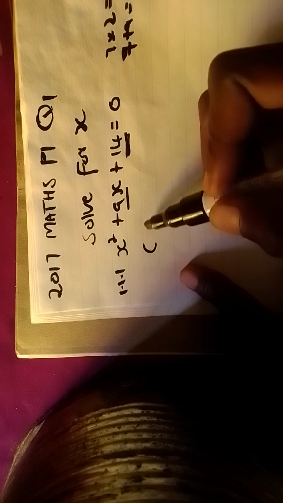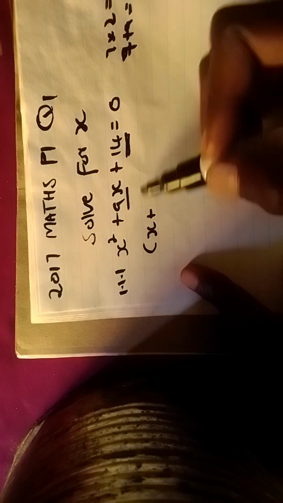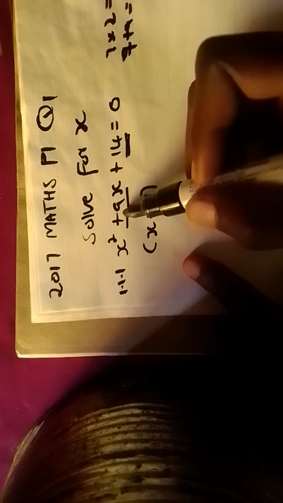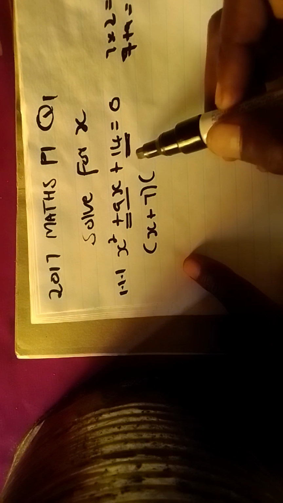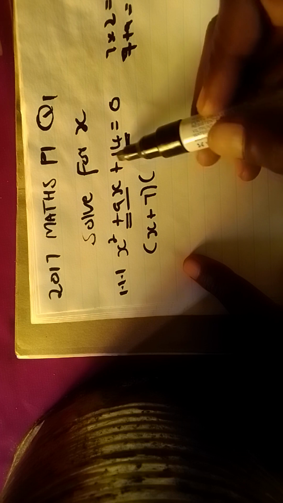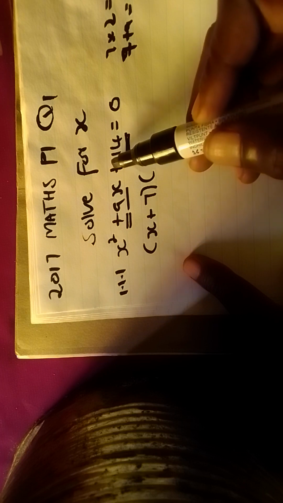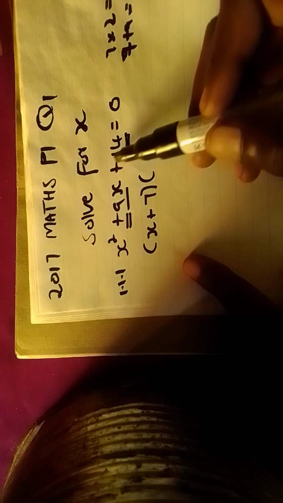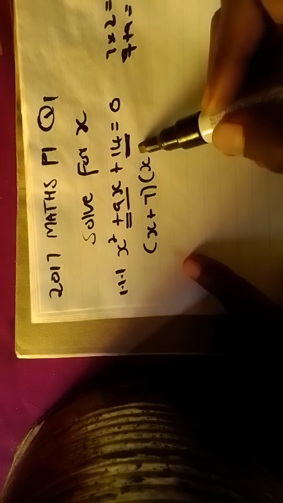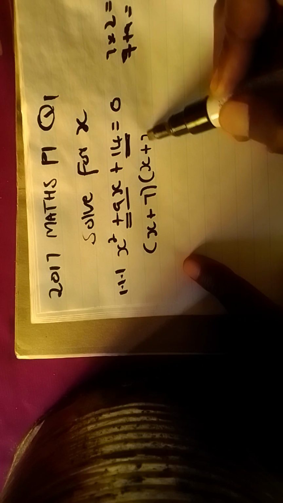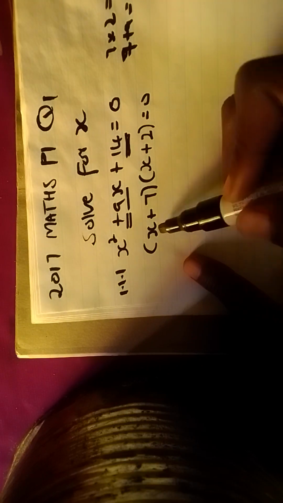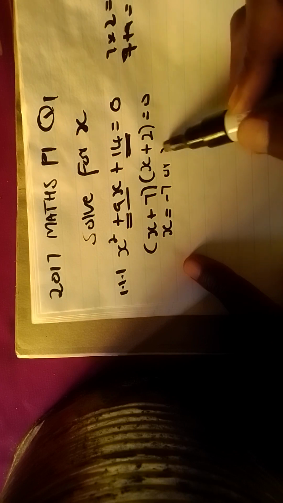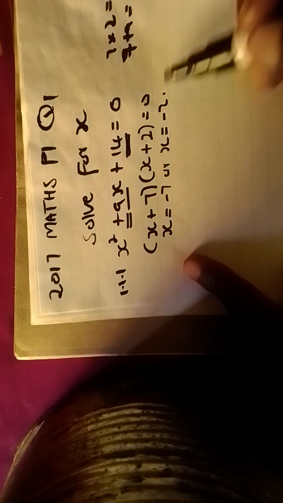Now we open the brackets: x plus 7. The bigger number goes with the first sign, and the smaller number goes with the other sign. Because it was positive and positive, in other words, this one is going to be positive, x plus 2 is equal to 0. Then x is equal to negative 7, or x is equal to negative 2.